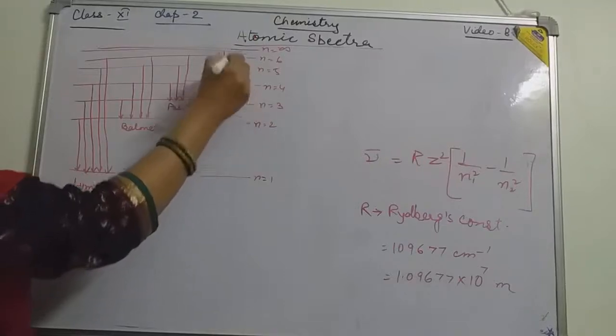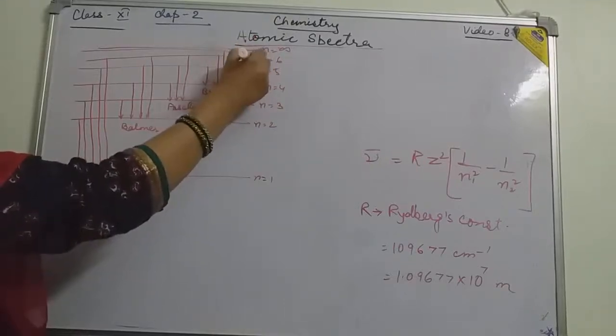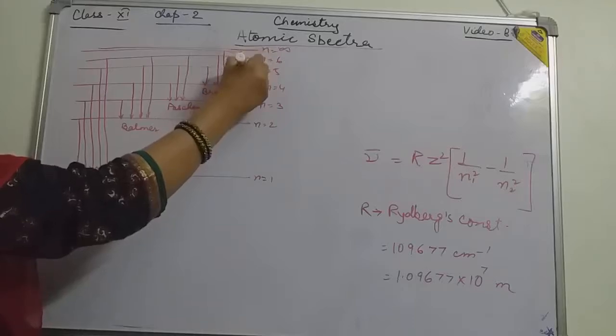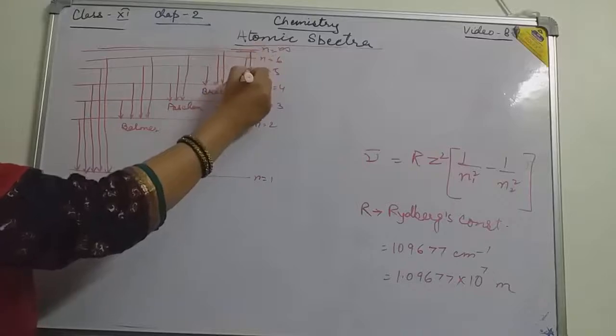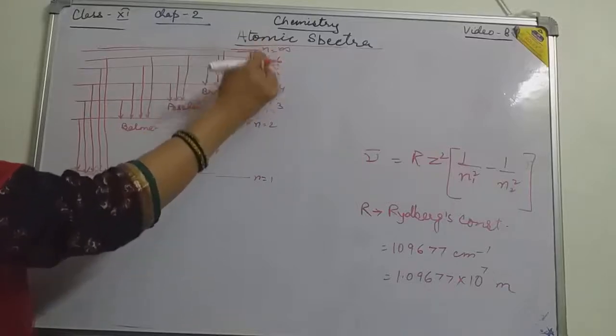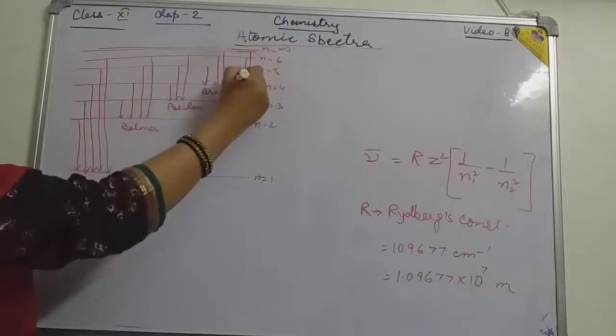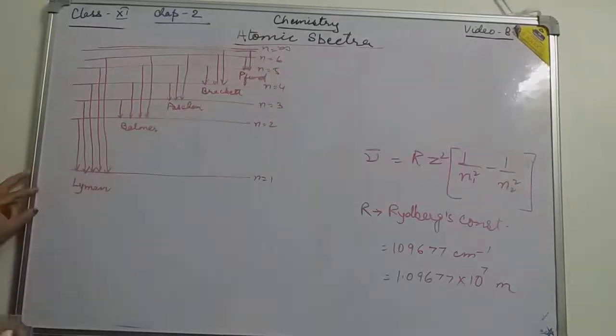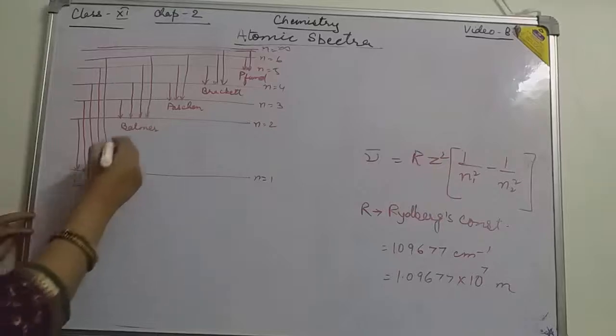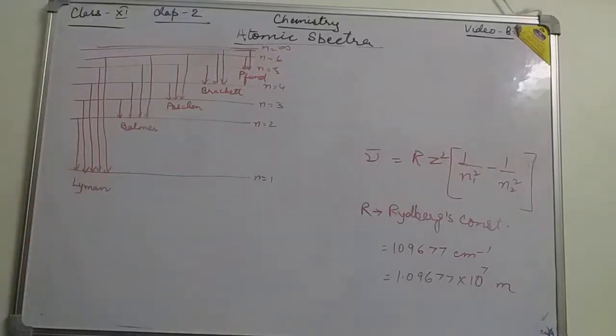And the last is the Pfund series. Other series are also present, but this is the last one, the Pfund series: 6 to 5, 7 to 5, 8 to 5, etc. So there are 5 types of spectral series present.